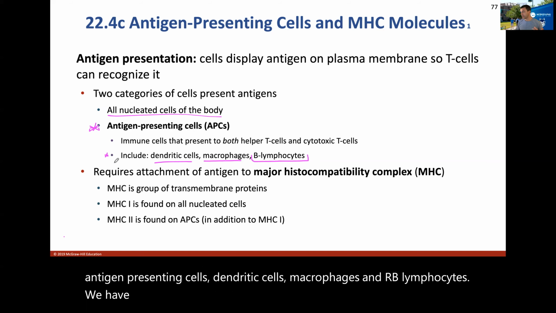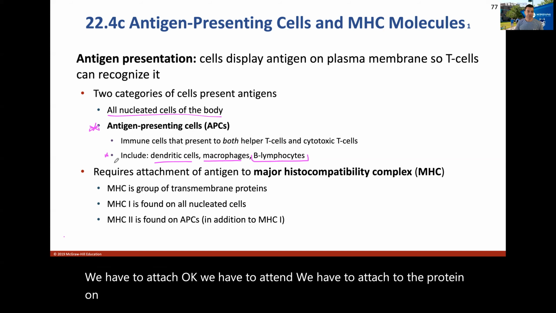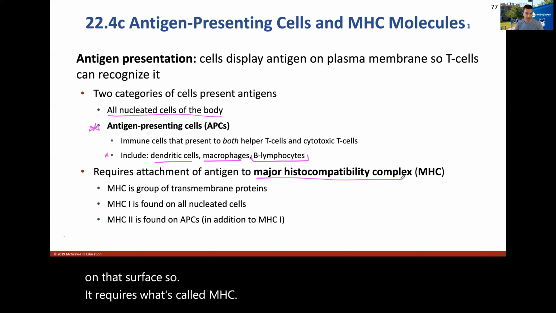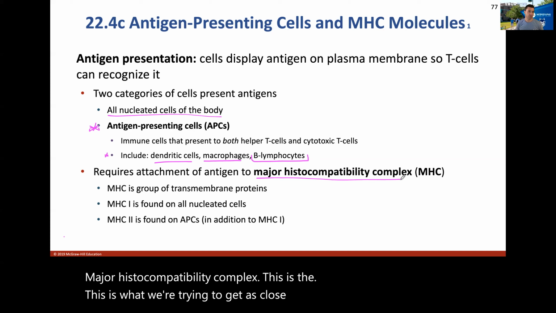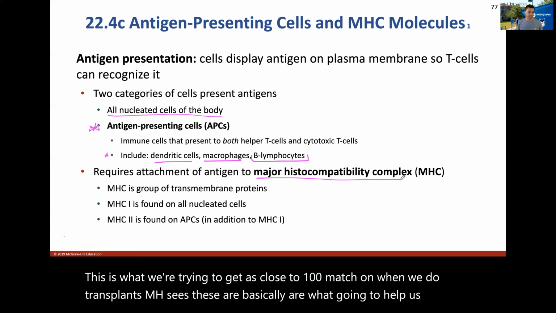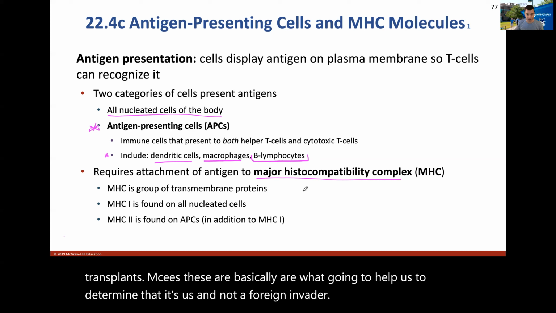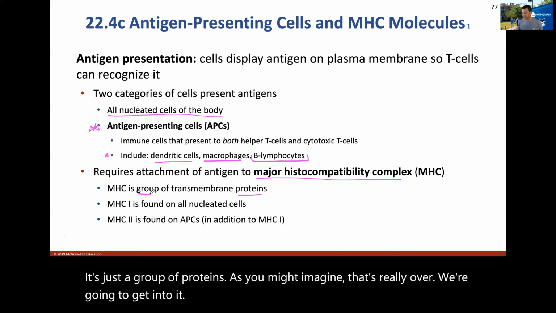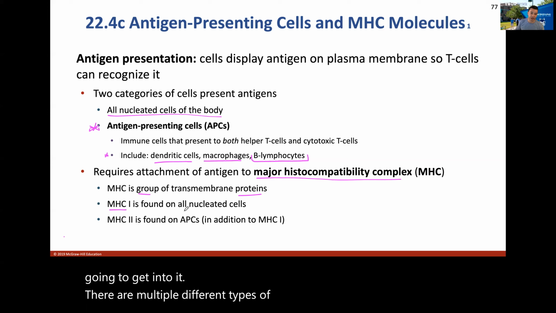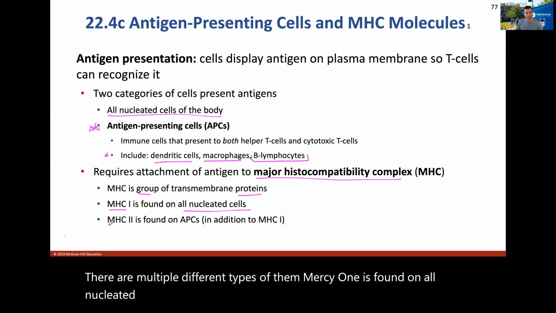We have to attach to the protein on that surface. So it requires what's called MHC, major histocompatibility complex. This is what we're trying to get as close to 100% match on when we do transplants, MHCs. These are basically what's going to help us determine that it's us and not a foreign invader. It's just a group of proteins, as you might imagine. That's really all we're going to get into. There are multiple different types of them. MHC1 is found on all nucleated cells, and MHC2 is found specifically on our antigen presenting cells.